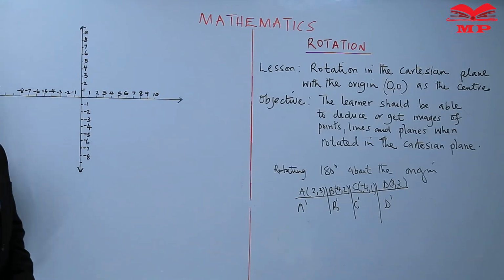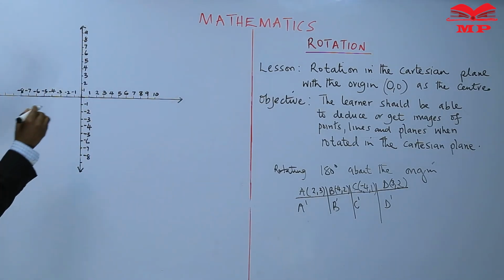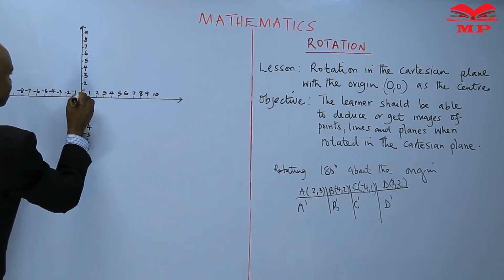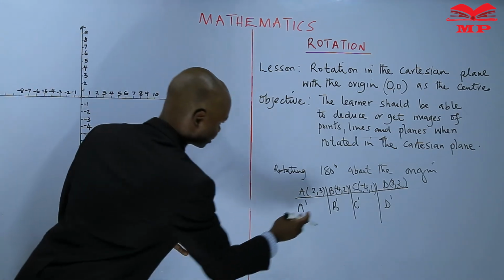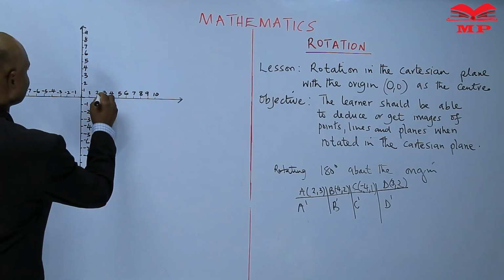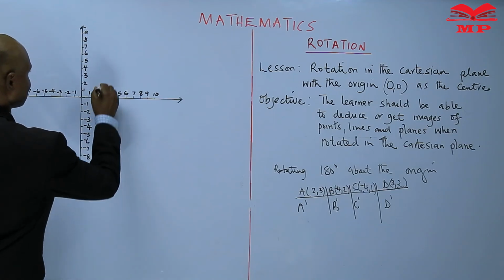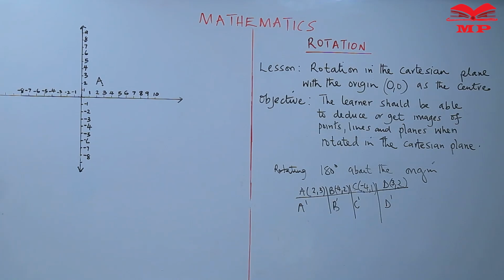So the first point A is 2, 3. You come to that Cartesian plane, learner, with the y-axis and the x-axis, and that is the origin, 0, 0, with coordinates 0, 0. So the first point is A, and it is 3, 2: 3 for the x and 2 for the y. So that is A.